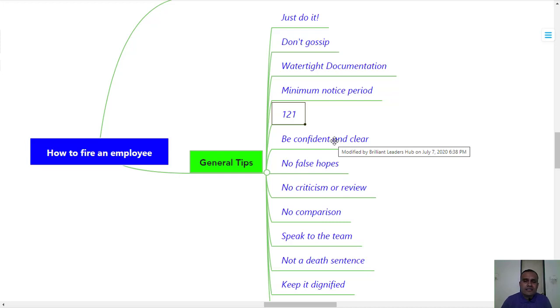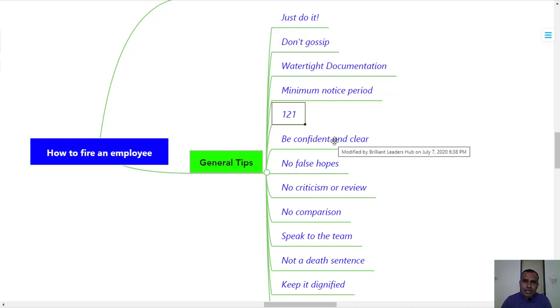Next thing, remember, this is not a death sentence. It is like a no-fault divorce. So don't feel bad when you do this, because like I said in the beginning, you need to do it properly, and many times it's for everyone's good. It's a win-win situation. Firing an employee may not sound like one, but it is.